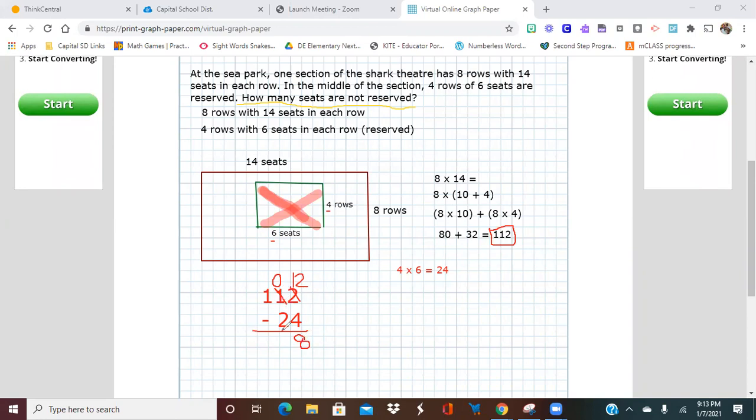Can I do 0 minus 2? No, I cannot. So I need to go borrow. I take from the hundreds, that becomes a 0, and I just give 1 ten to the tens. So that 0 becomes a 10 because I added 10. So now 10 minus 2 equals 8. So this tells me I have 88 seats that are not reserved. So 88 seats that people can still sit in.